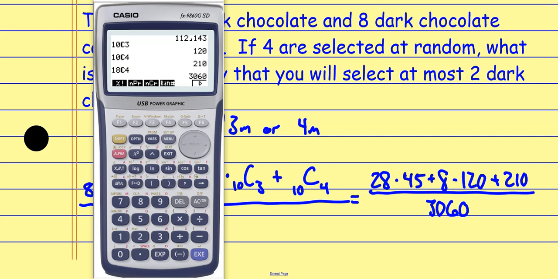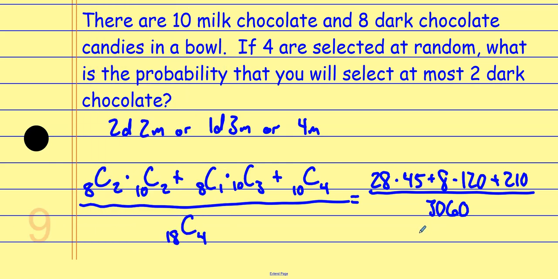And now let's finish it off with the calculator here. So let's see, 28 times 45 plus 8 times 120 plus 210. So it's 2430 over the 3060, so divided by the 3060, and then let the calculator convert it to a fraction for you. 27 over 34. That's it. Complex probability just means we have to use permutations and combinations to come up with the number of outcomes. Okay?